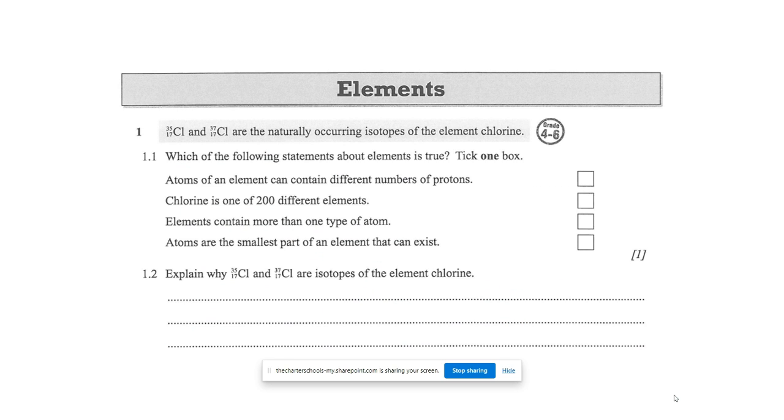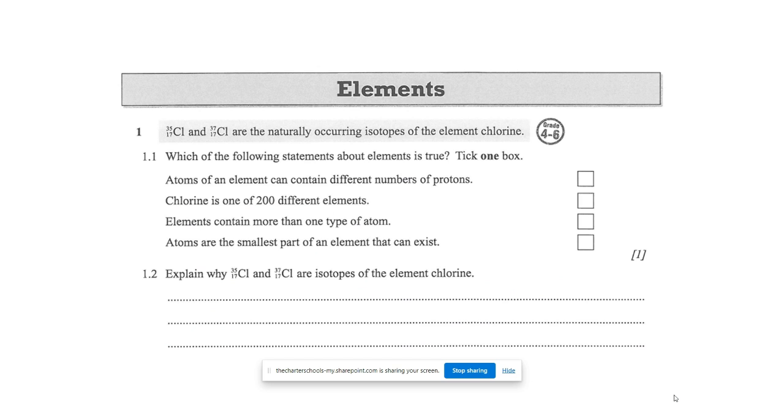Chlorine 35 and chlorine 37 are naturally occurring isotopes of chlorine. Which of the following statements about the elements is true? So atoms of an element can contain different numbers of protons. That's definitely wrong. Okay, the number of protons gives its identity to an atom. Chlorine is one of 200 different elements. That is incorrect because there are a lot less than 200. There are about 120, 116 different elements.